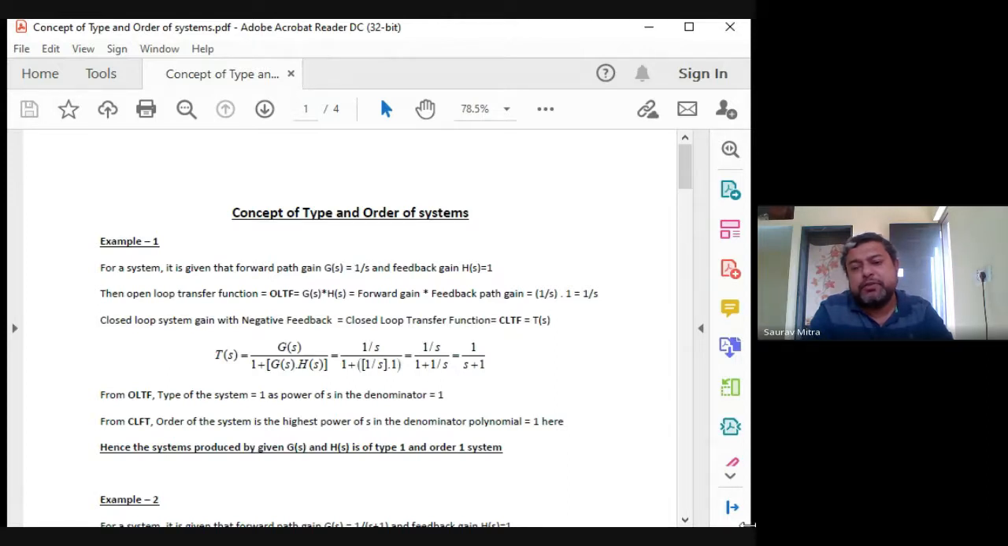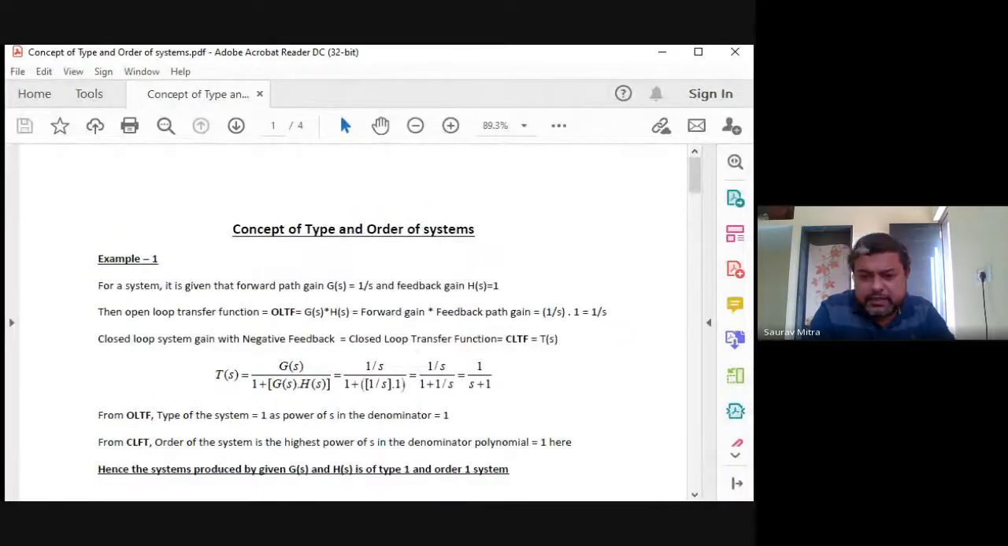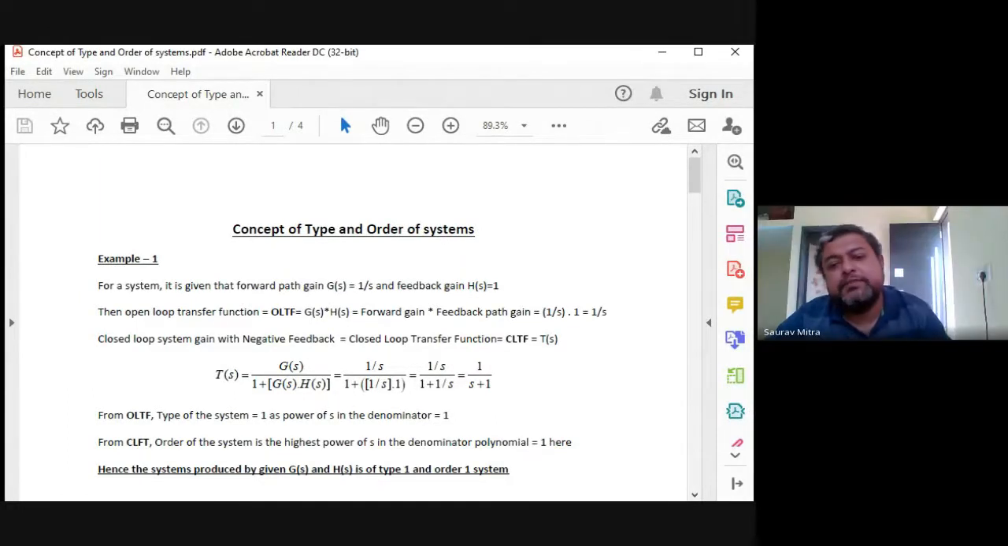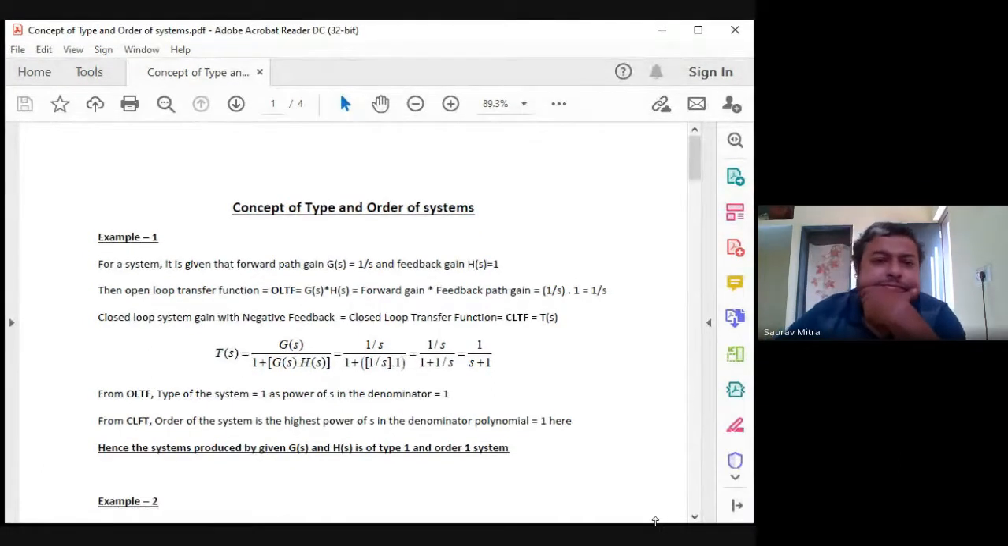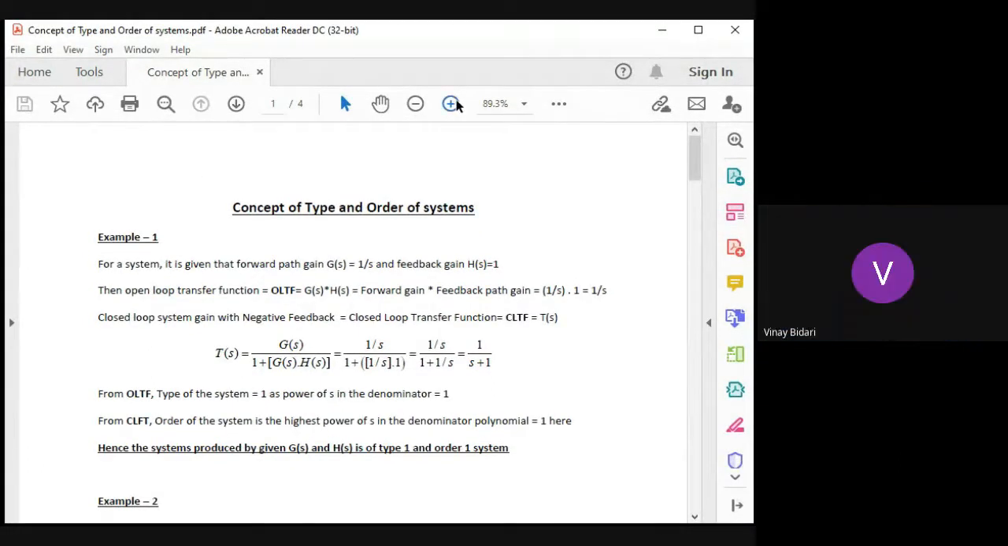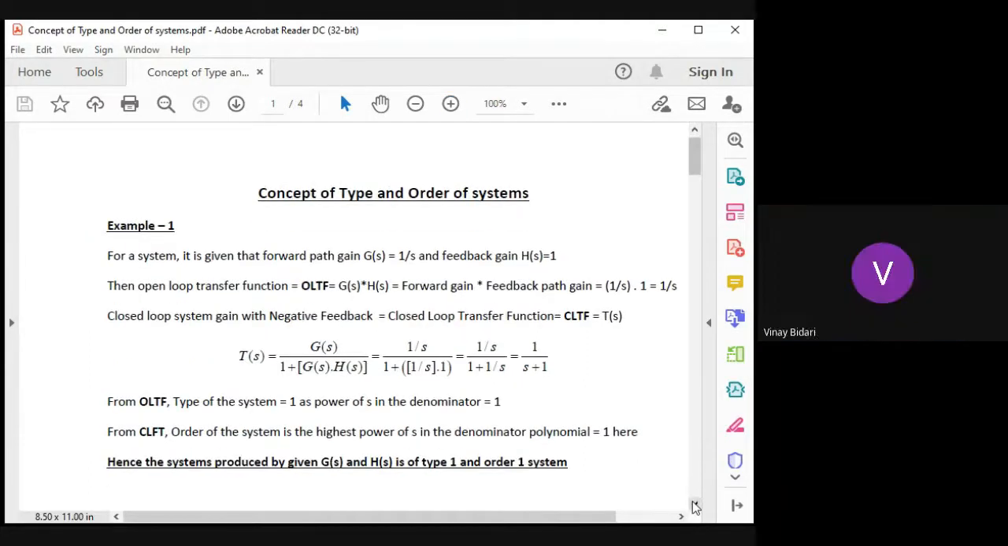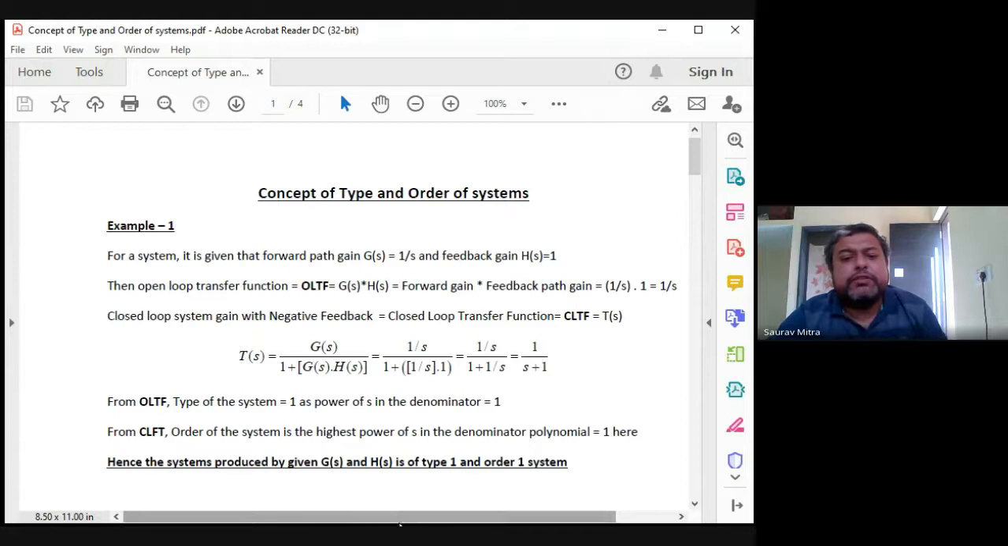Or how to find the open loop transfer function? Yes, please. G(s) into H(s). Very good. What is G(s)? So forward path gain. And what is H(s)? Feedback gain. Correct. So you have understood it.